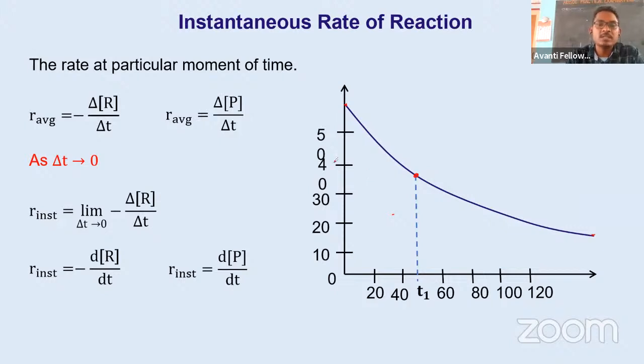Okay, so this is 40 or 50. Everyone understood this? So that is called instantaneous at a particular point of time. What is the rate? We can find it out by drawing a tangent through this point.